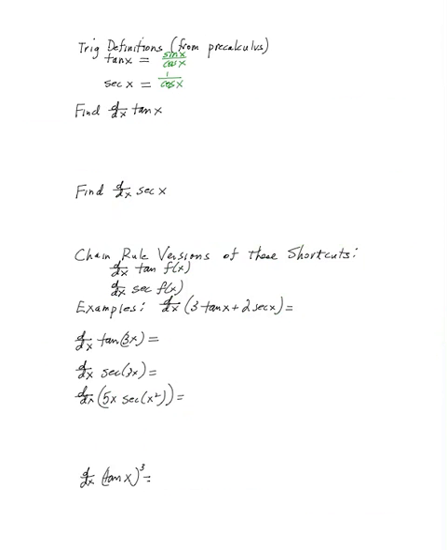So if we want to find the derivative with respect to x of tangent x, we're really just finding the derivative with respect to x of sine of x divided by cosine of x. So we want to use the quotient rule. That's the bottom, cosine x, times the derivative of the top, derivative of sine x, minus the top times the derivative of the bottom, over, that is divided by, the bottom squared.